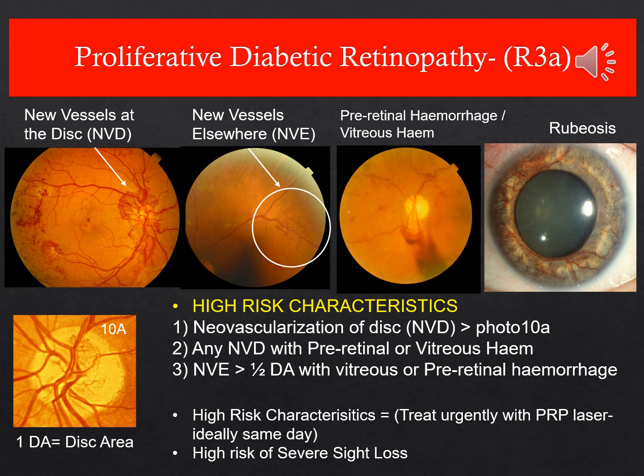If any patient has evidence of high-risk characteristics, we would urgently treat these with pan-retinal laser photocoagulation, ideally on the same day, because these patients have a high risk of severe sight loss if left untreated.